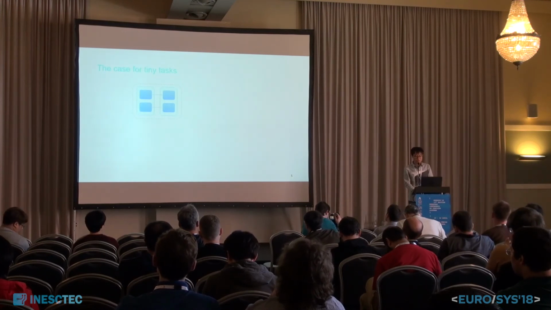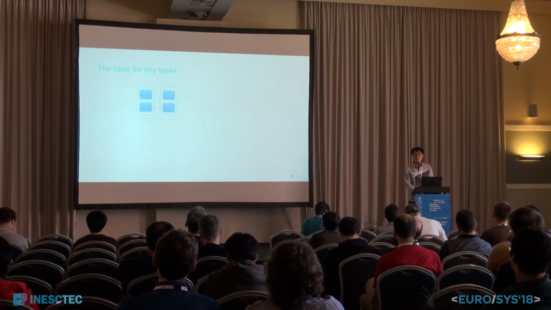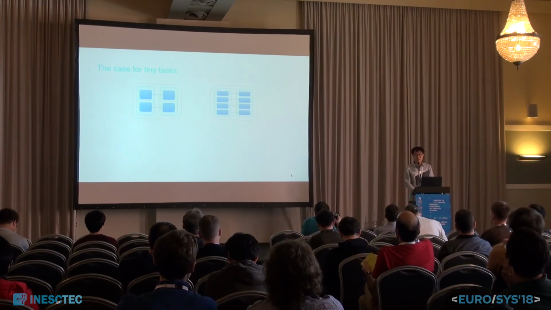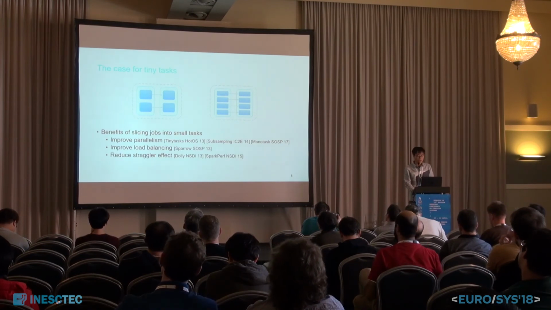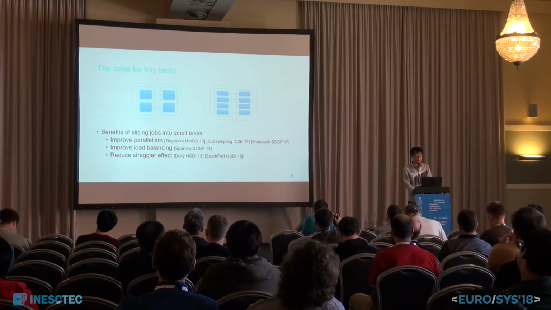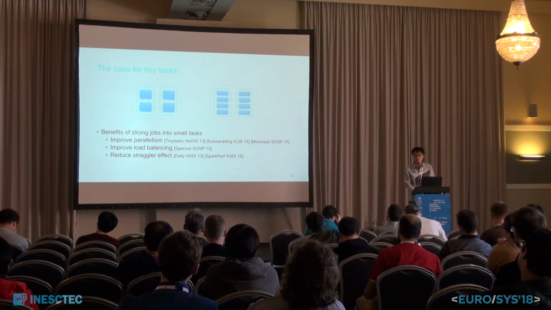Recent academic research raises an interesting topic: accelerating big data systems by simply slicing the dataset into smaller, tiny tasks. This so-called tiny task execution plan surely has several benefits. For example, it gives you a better level of parallelism and better load balancing, and you can also mitigate the straggler overhead by doing speculative execution.